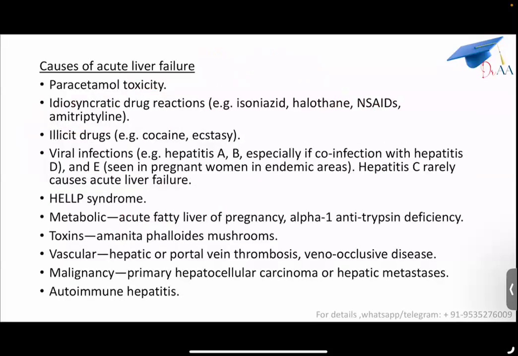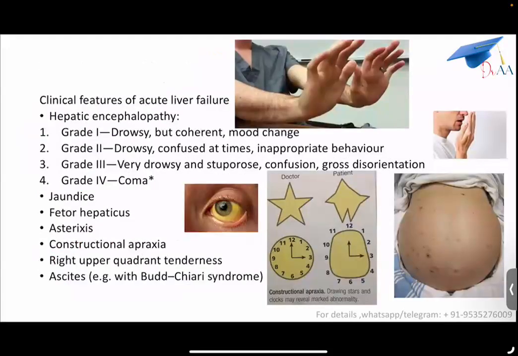Causes of acute failure. There are plenty of causes. The importance of toxins. It can cause HELLP syndrome, commonly seen in pregnant ladies due to preeclampsia complications. HELLP syndrome stands for hemolysis, elevated liver enzymes, and low platelet counts. Toxins are one of the important things. Malignancy can be a primary malignancy like hepatocellular carcinoma, or it can be metastasis. So there are various causes for liver diseases.